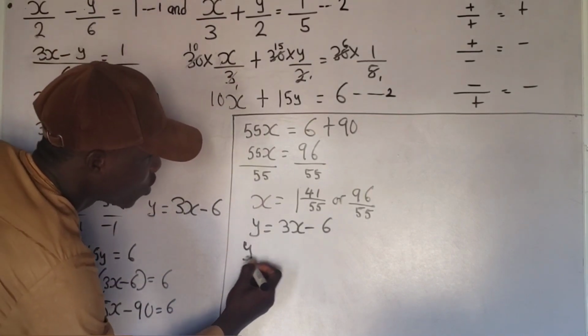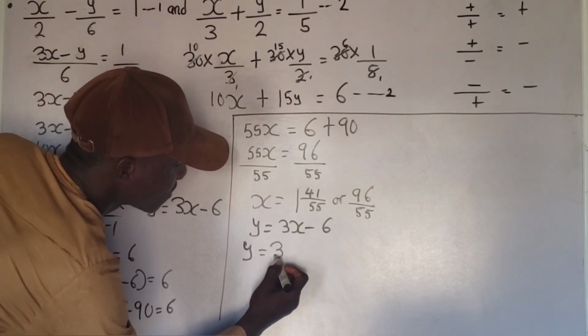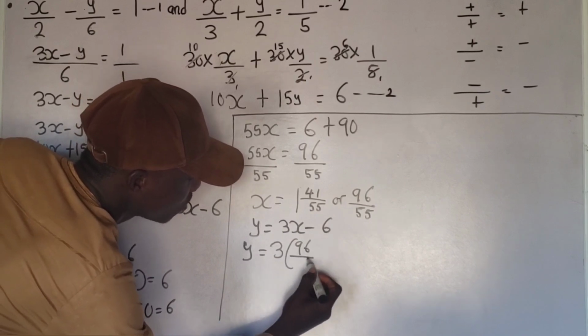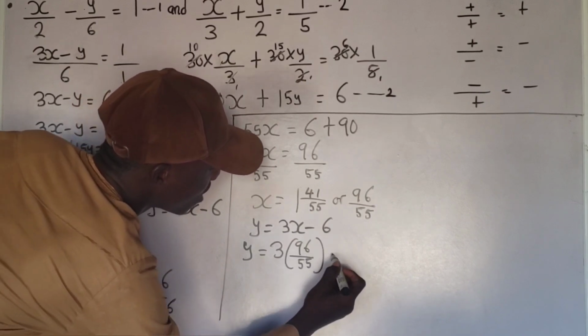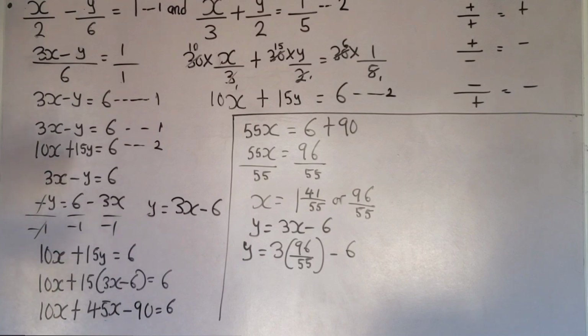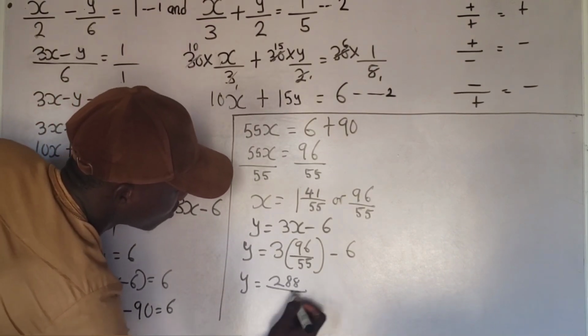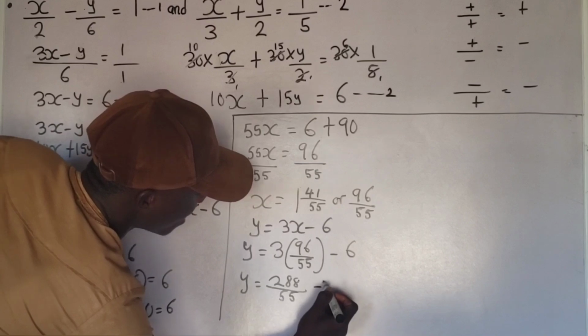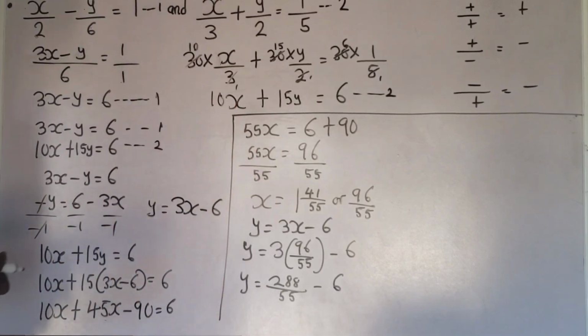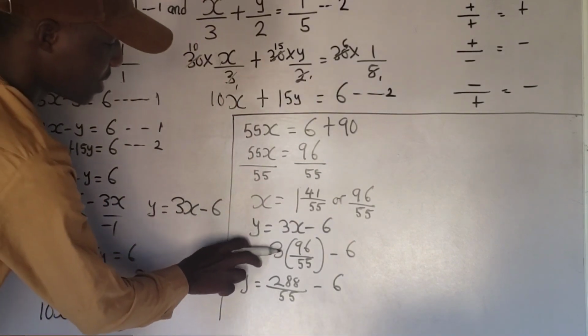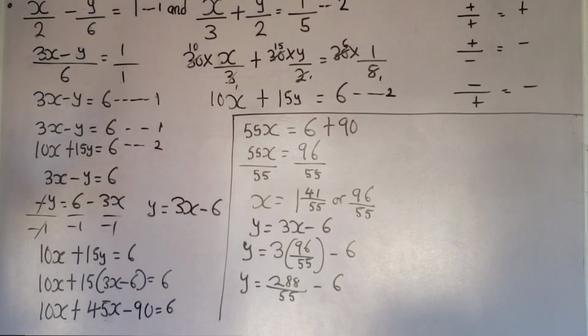Now x is equal to 96 over 55. So I'm going to have 3 into bracket 96 all over 55 minus 6. Let me put it like that. Do you understand? Okay. Now 3 multiplied by 96, that will give us 288. You understand? So I'm going to have y is equal to 288 all over 55 minus 6. I'm very sure you understood how I got this. I just take the product of these 3 and 96, so I got 288.